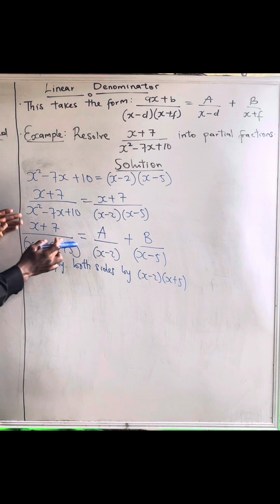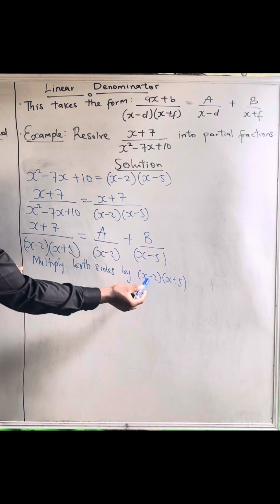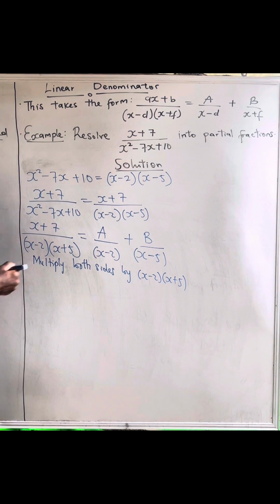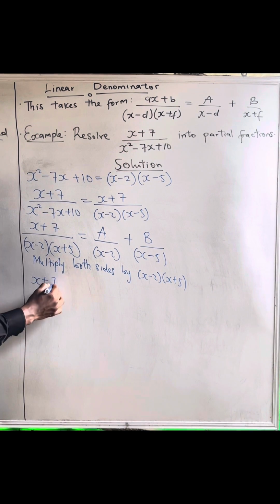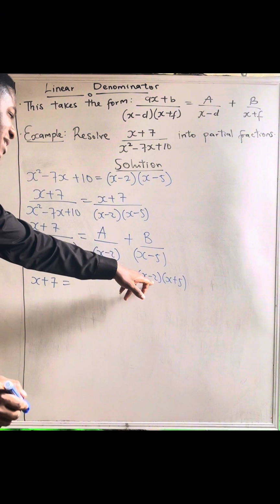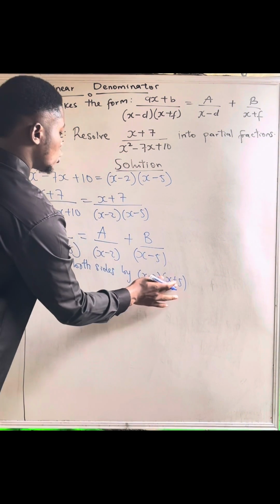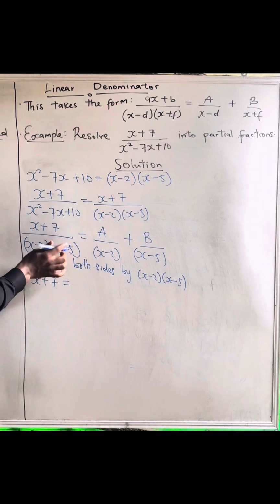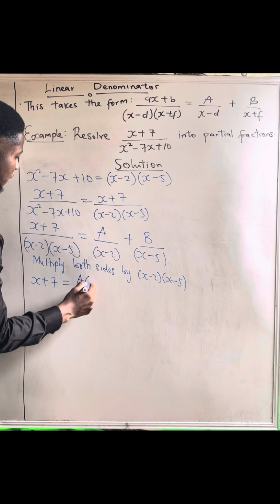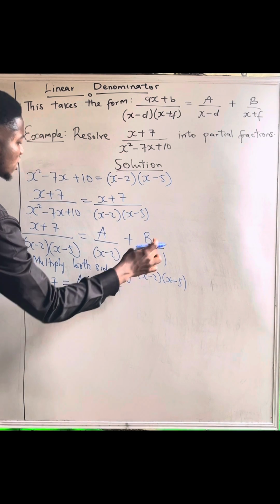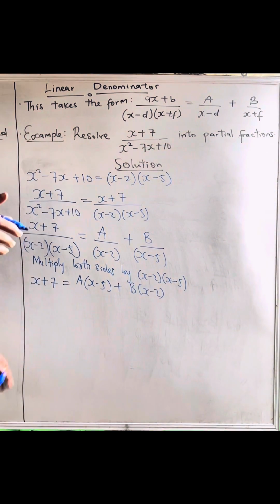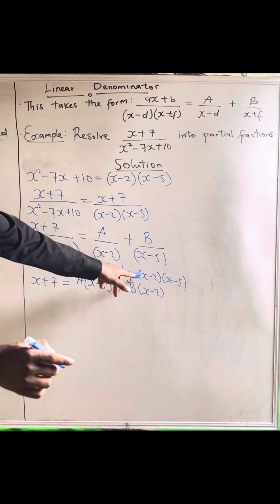So guys, if I multiply by (x minus 2)(x minus 5), this simply means that it is going to cancel the denominator. Then I'm going to be left with x plus 7 equals. Also, if I multiply a over x minus 2 by (x minus 2)(x minus 5), I'm going to be left with a(x minus 5) plus, if I multiply b over x minus 5 by (x minus 2)(x minus 5), I'll be left with b(x minus 2). So that is how this was equal to this after multiplying.